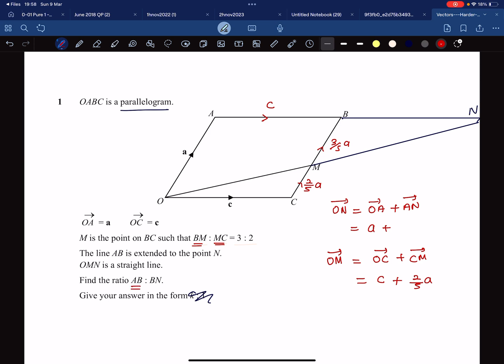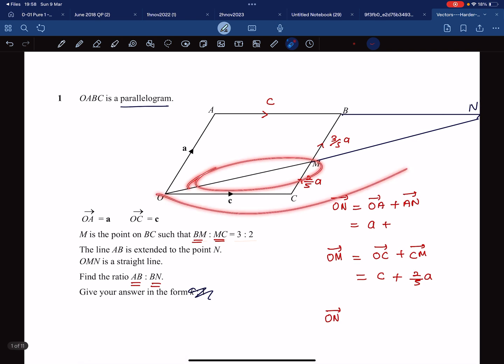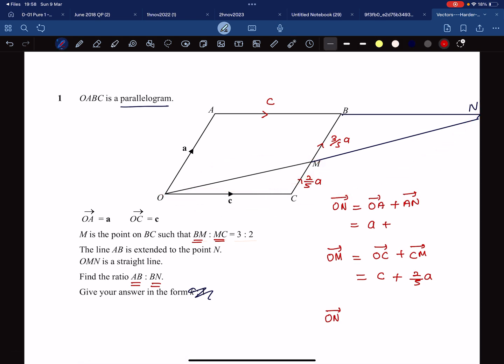The question is to find AB to BN. So they want you to find BN. Now to do this, I think the best way is, if you want to find ON, N is on the line OM. Like this thing here is on this line. So can I say a multiple of this is this? I'm just going to call the multiple lambda, lambda times C plus 2/5 A. That's your ON.